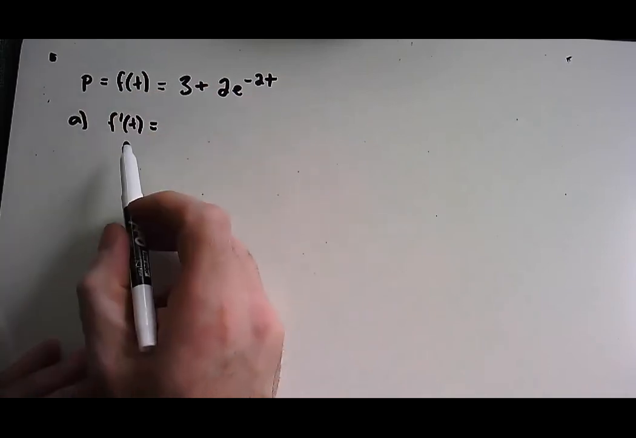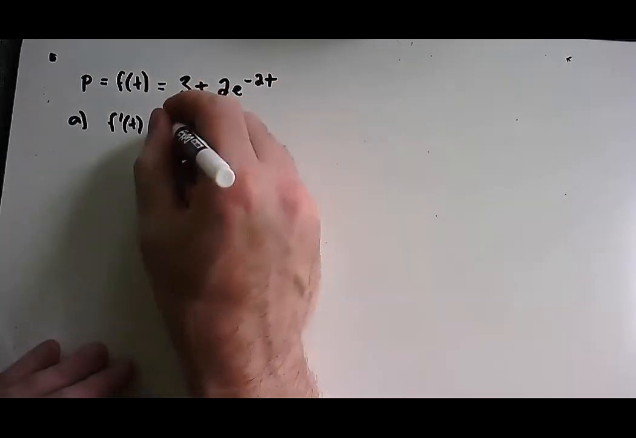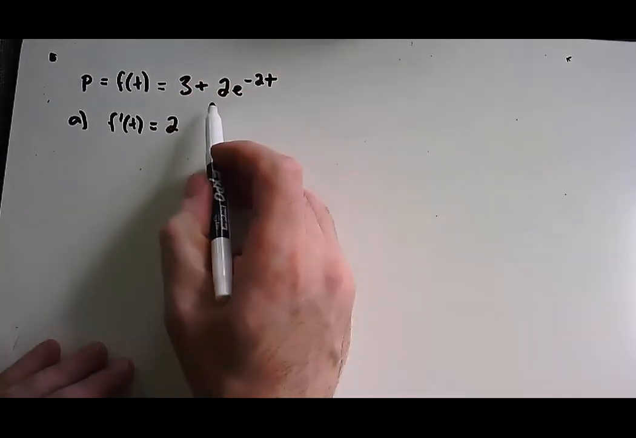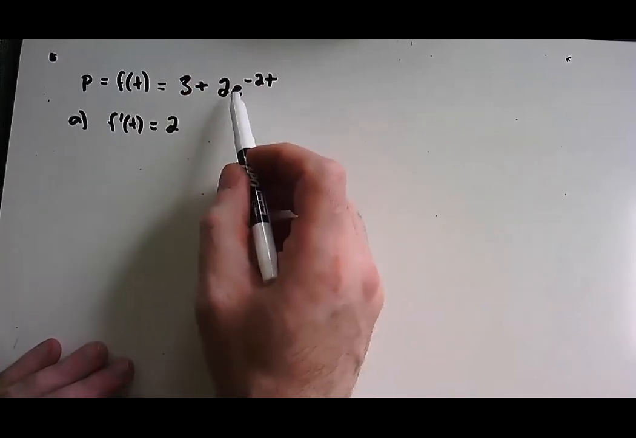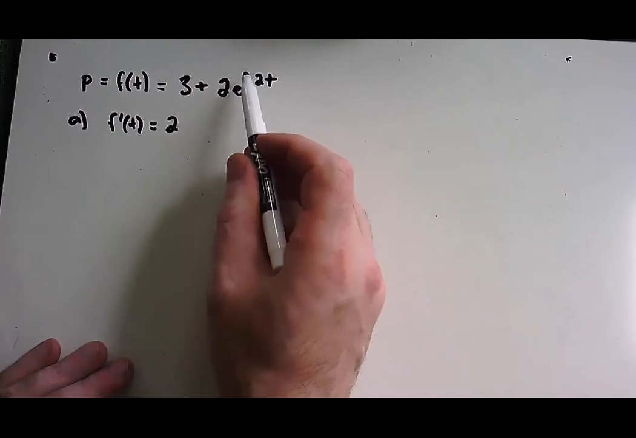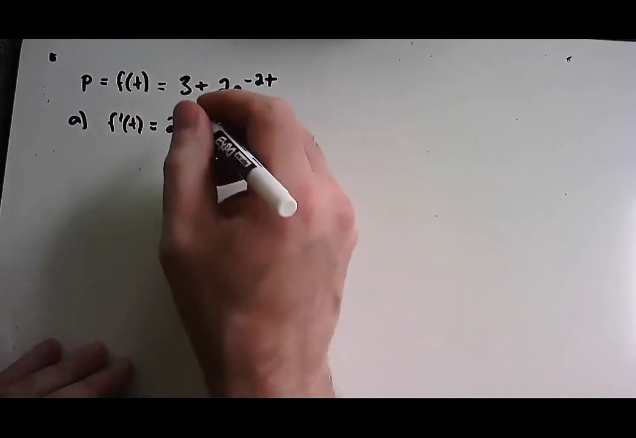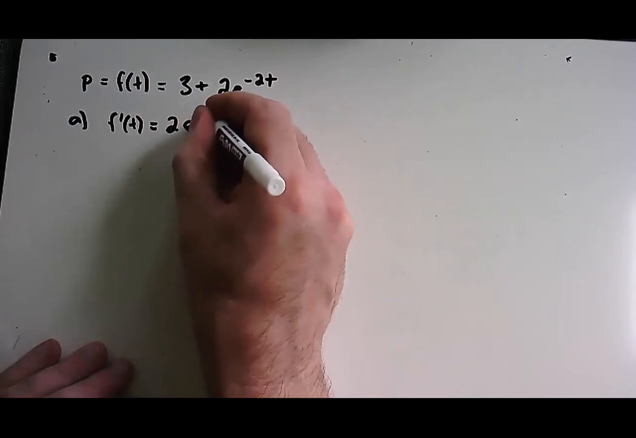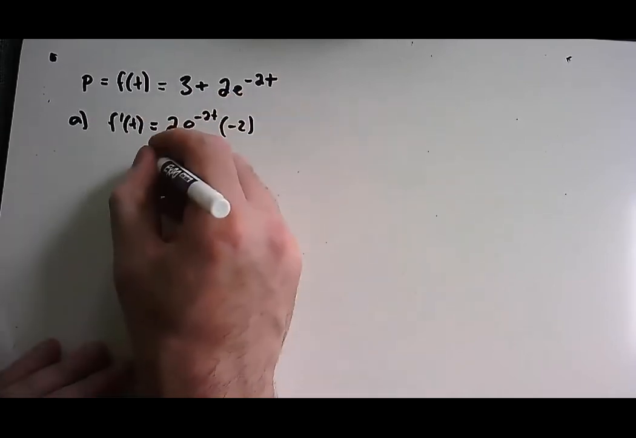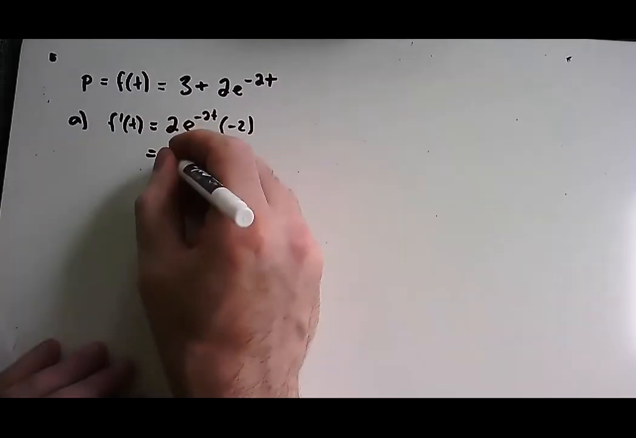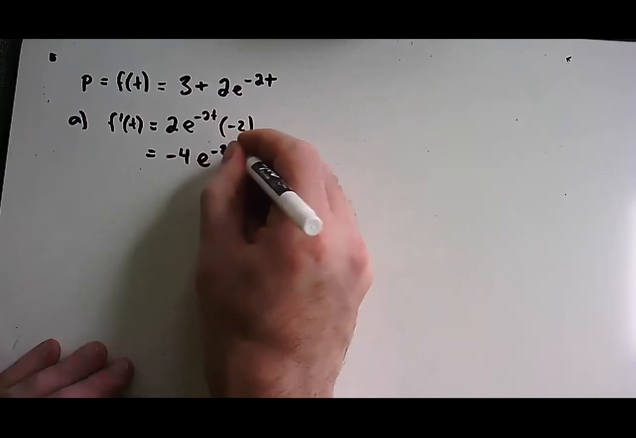So f prime of t, term by term, derivative of 3 is 0. By the constant multiple rule, we can factor out a 2 from our exponential part. And then the derivative of e to the negative 2t is e to the negative 2t times the derivative of the exponent here by the chain rule. So we'll have e to the negative 2t times negative 2. And simplified, what that would give us then is negative 4e to the negative 2t.